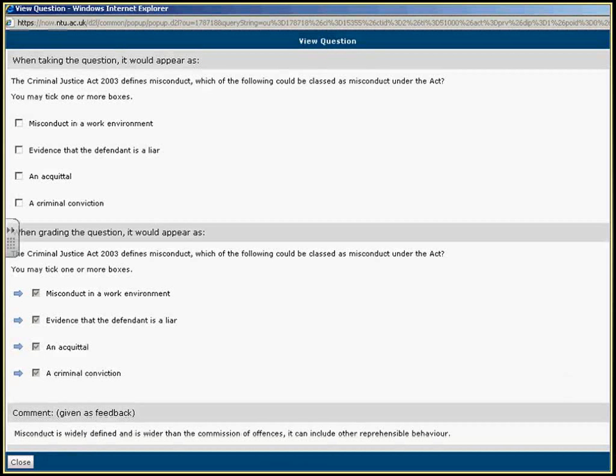Once they've submitted that, they get a little bit of feedback to explain why all the answers were correct. So hopefully they now realise that it's a wider term than they previously understood. So I looked at that, the question was fine, and I left it as it was. Equally, I've had other questions I've looked at and I've thought, actually, I need to change that question. It's not quite right.